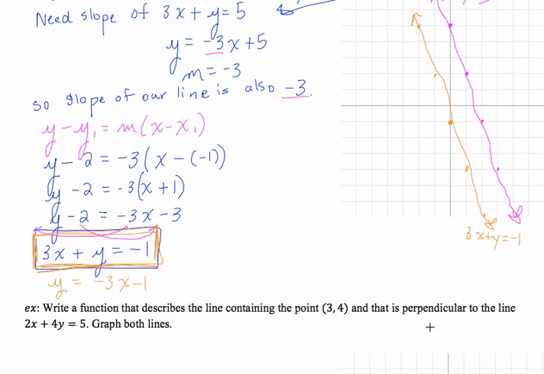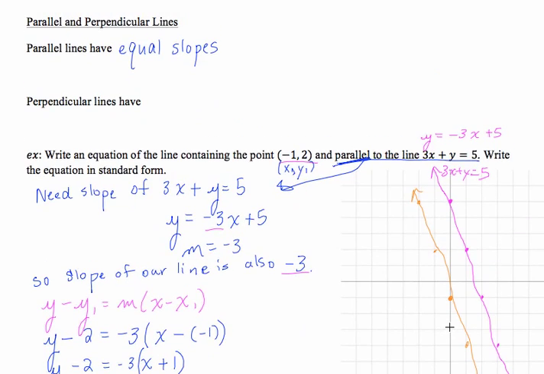The next example involves perpendicular lines. So let's go back up here to talk about perpendicular lines first. Perpendicular lines have slopes that are related, but they're not the same. They have slopes that are negative reciprocals. You'll see why it works once we graph the functions on this next example. Their slopes are negative reciprocals.